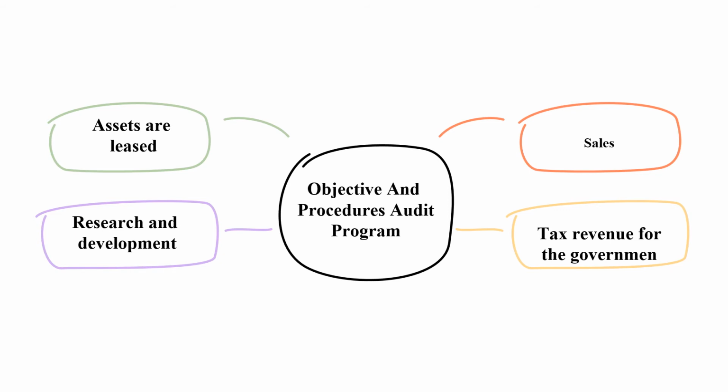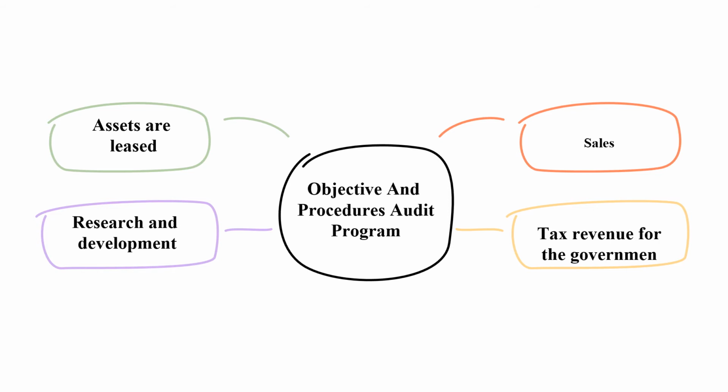And then lease assets. In an audit of organizations that own, maintain, and operate leased assets, the objective of the audit is to determine the appropriateness of maintenance expenses. Next, research and development. Research and development projects should be planned just like any other project. The plans should include performance measurement standards.